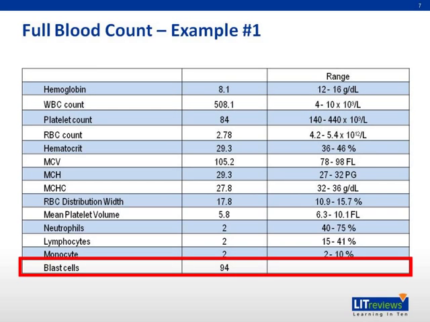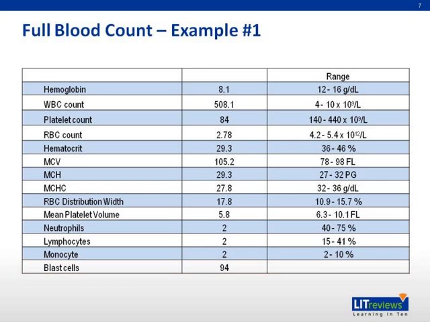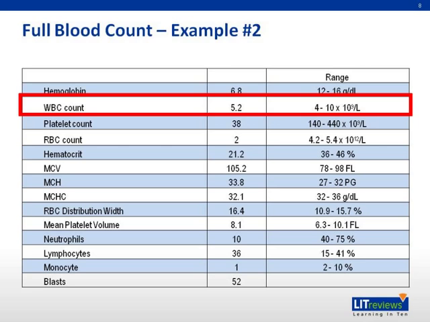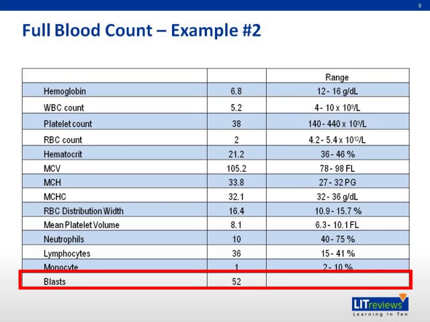Notice that the report shows blasts of 94%, but does not report whether they are myeloid, lymphoid, or mixed phenotype, or even blastoid in nature. As mentioned earlier, we need morphology, cytochemistry, and immunophenotyping to classify these blasts. This is another example of an ALL blood count. This patient has a seemingly normal white cell count, but further inspection reveals that 52% of these white cells are actually blast cells.